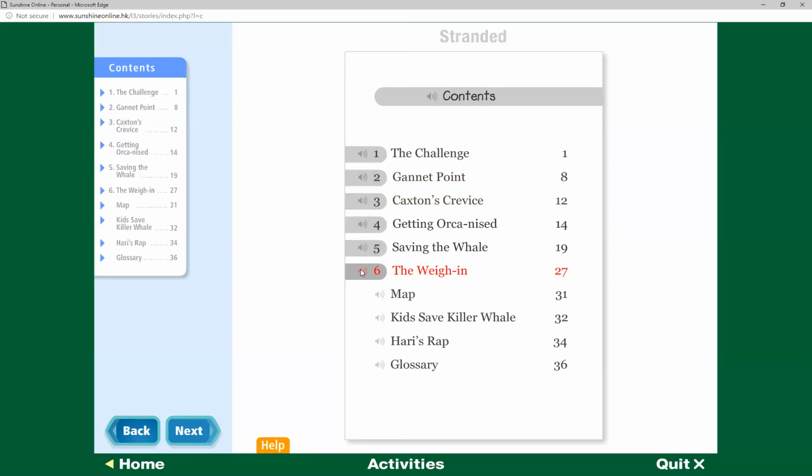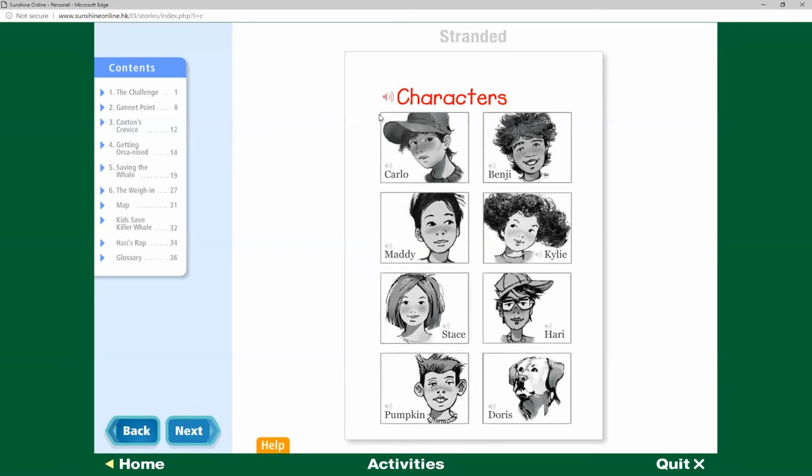The Way In, page 27. Map, page 31. Kids Save Killer Whale, page 32. Harry's Rap, page 34. Glossary, page 36. Characters. Carlo, Benji, Maddie, Kylie, Stace, Harry, Pumpkin, Doris.